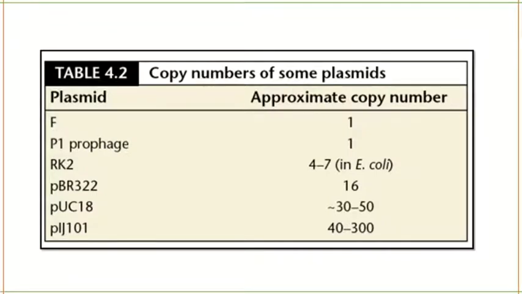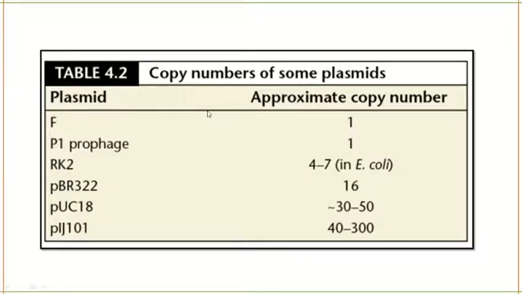Copy number of some plasmids. In the previous class, we saw what a copy number is. Copy number means the number of plasmids present in a cell. It can vary from 1 to somewhere around 300, according to the type of organism.